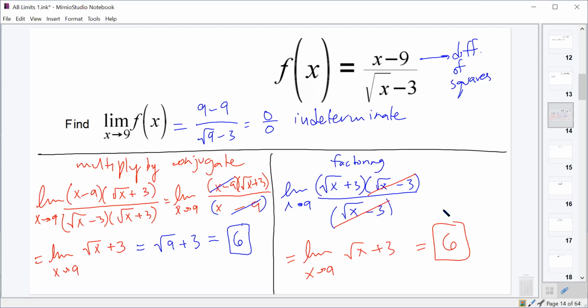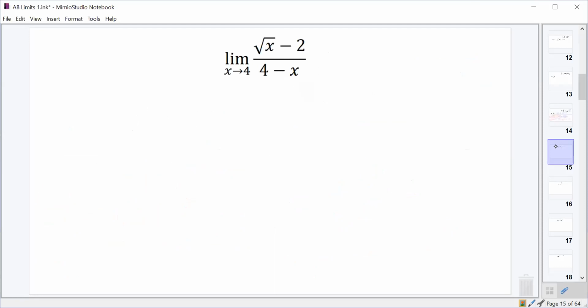Yes. All right. Excellent. Let's do another one. You'll probably know this one looks very similar. Any thoughts on what we might do here? Multiply it by 4 plus x over 4 plus x.